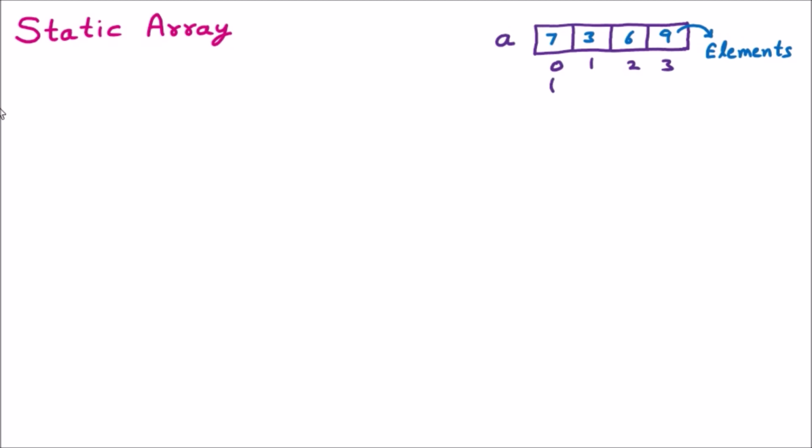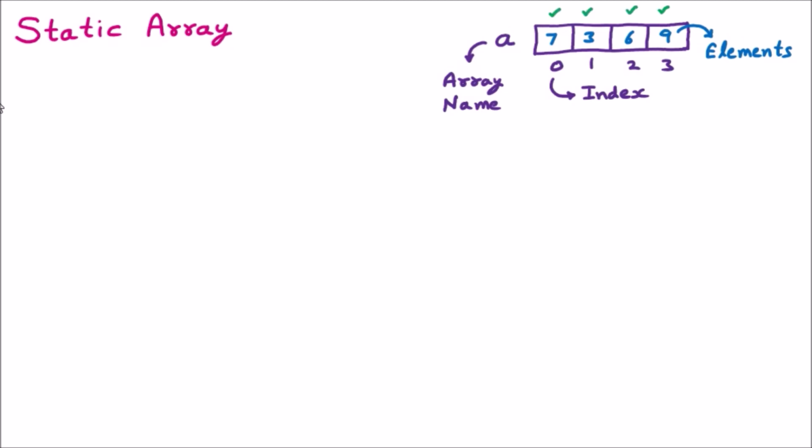Here 0, 1, 2, 3, these are the index values. And we are having the name of the array which is A. So A is the name of the array. Static array means the size of the array is fixed. That means only 4 values can come here.